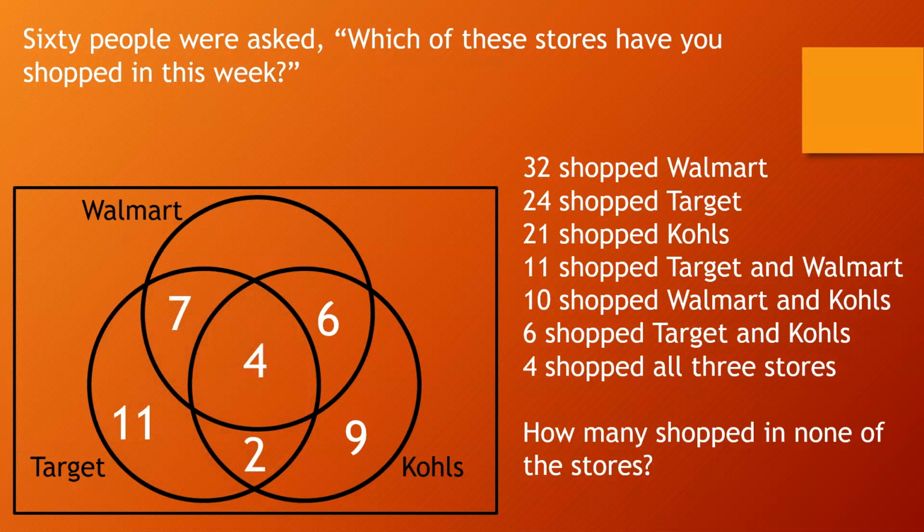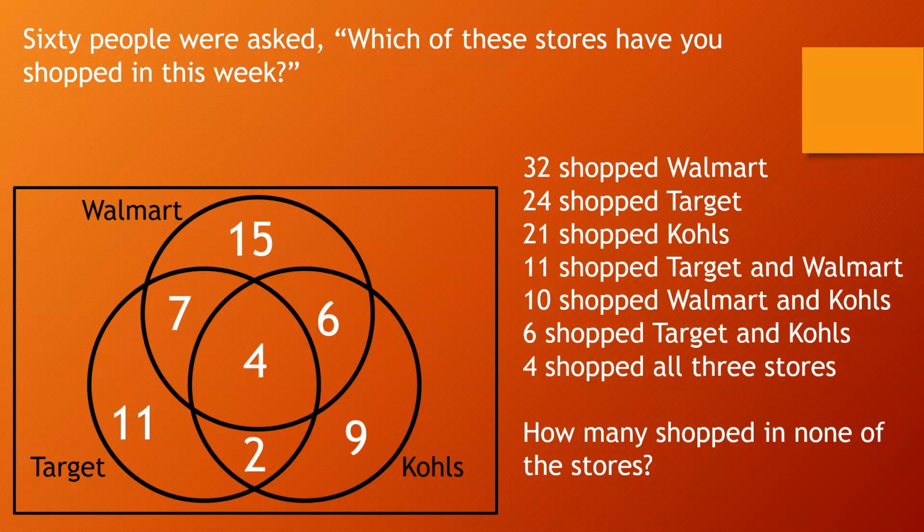And finally, 32 shopped at Walmart. So in the entire Walmart circle, we have to find 32 people. So far, we've got 7 plus 4 plus 6, that's 17. That means the remaining 15 of the 32 people have to be in this part of the Walmart circle. Now we've got one more region we haven't found, and that's the region that's still within the universal set, still within the rectangle, but outside of these three circles.